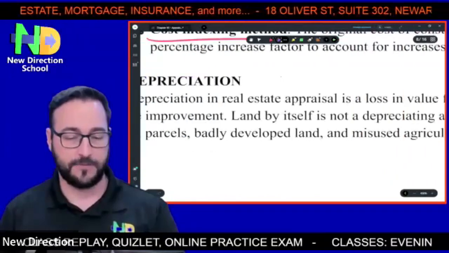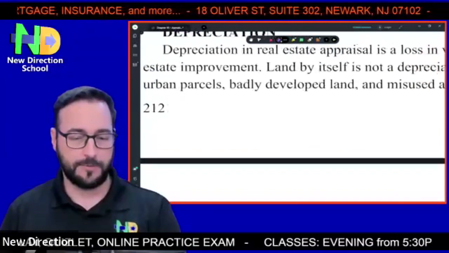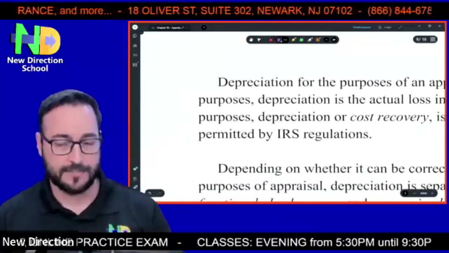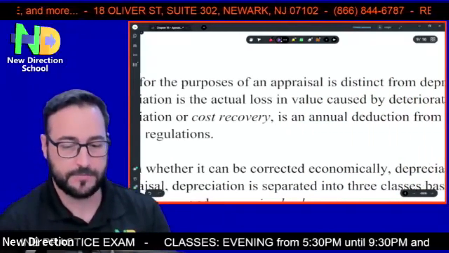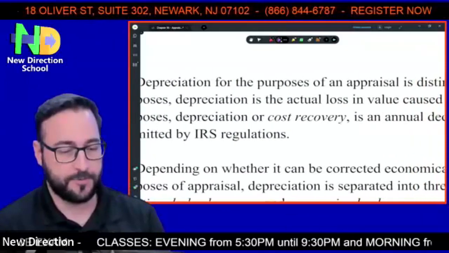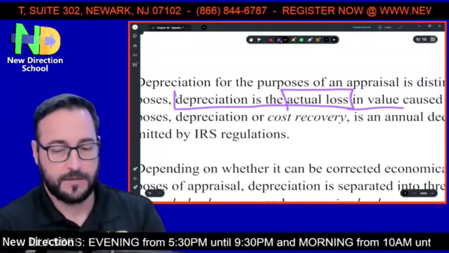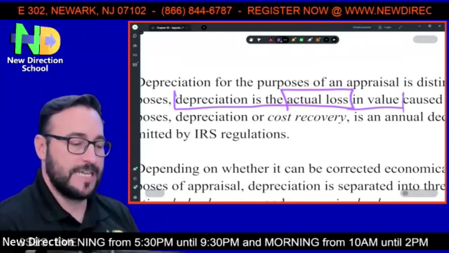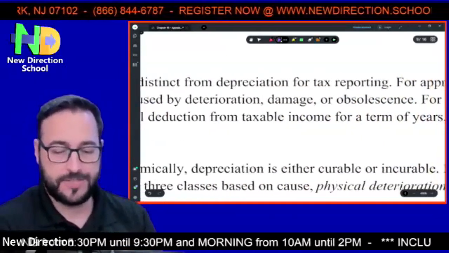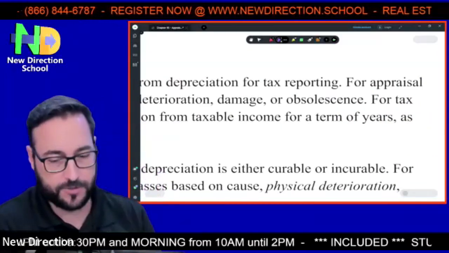It holds its value indefinitely, except for rezones, urban parcels, badly developed land, and misused agriculture. Now, depreciation for the purposes of an appraisal is distinct from depreciation for tax reporting. For appraisal purposes, depreciation is the actual loss in value caused by deterioration, damage, and obsolescence. I'm going to go over the word obsolescence in a little bit because you have to know the word, unfortunately.